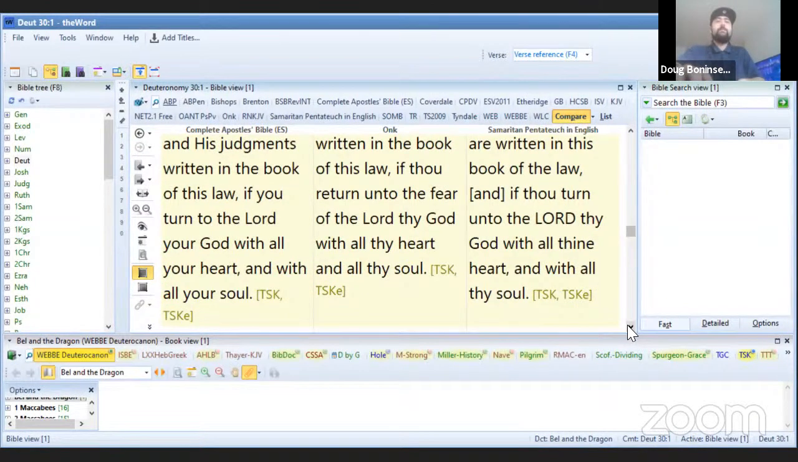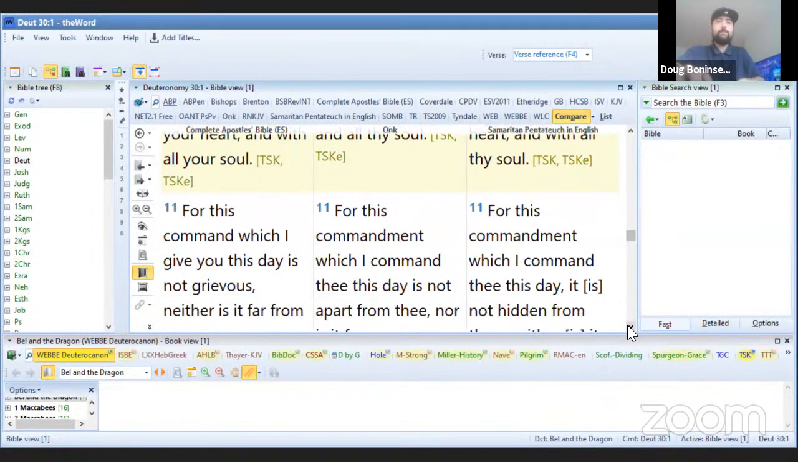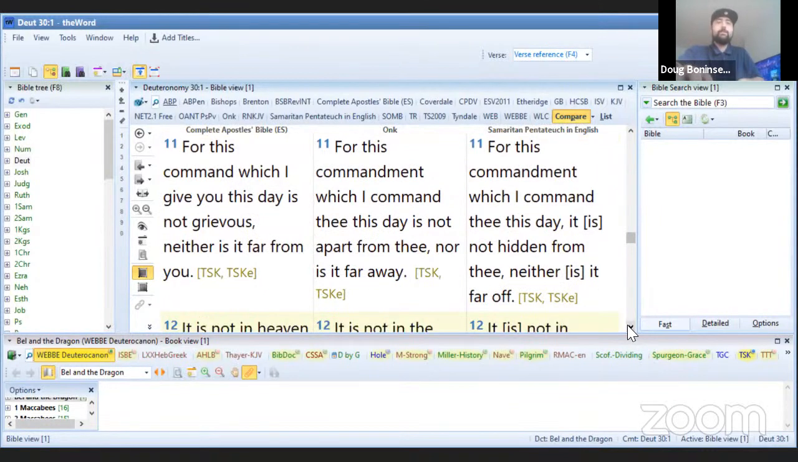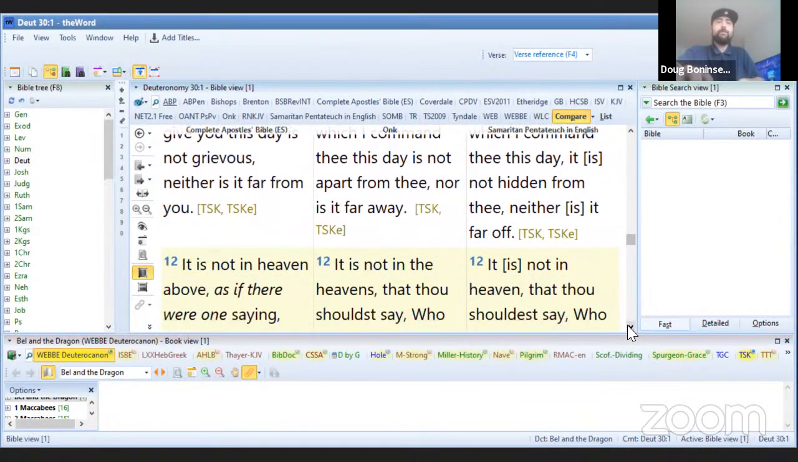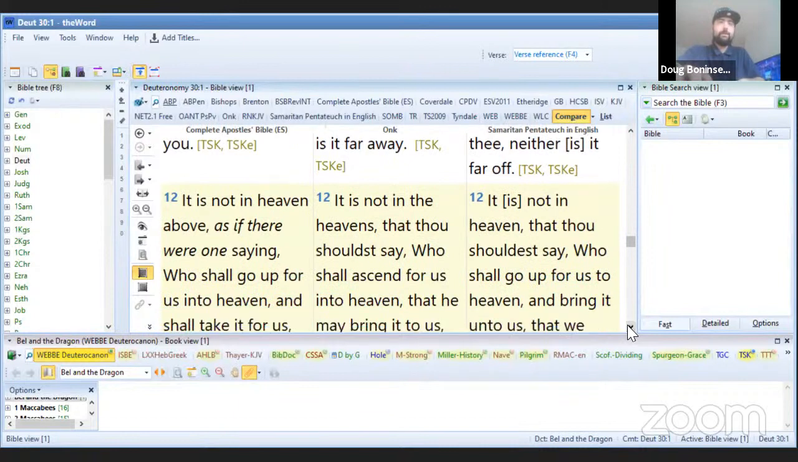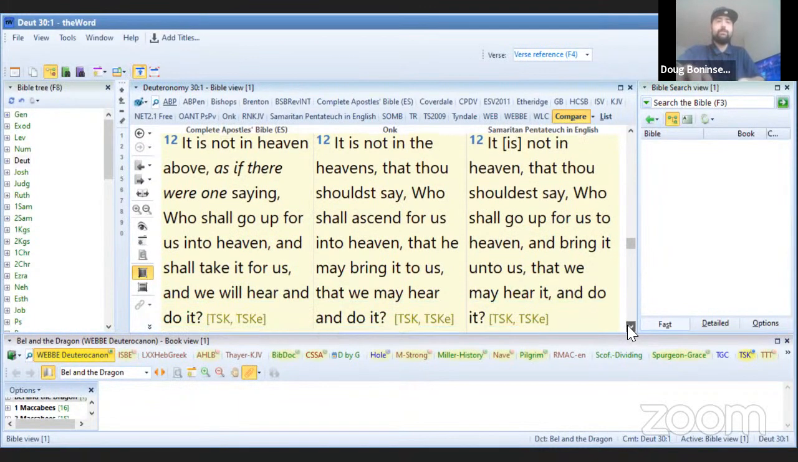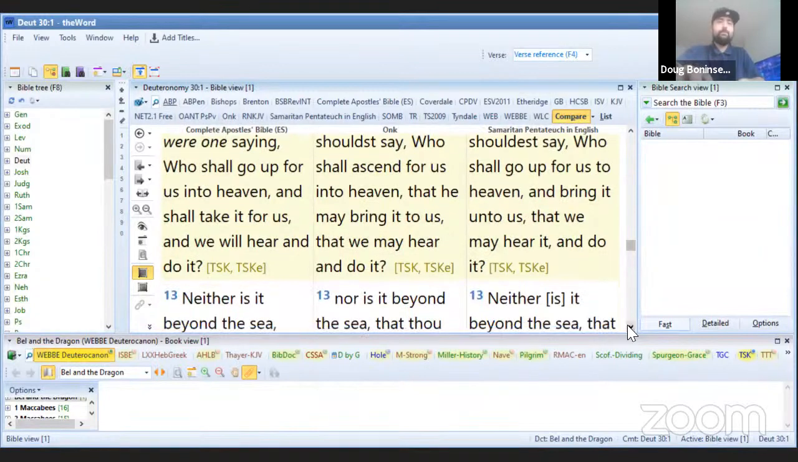Okay. If you turn to Yahuwah your Elohim with all your heart and with all your soul, for this command which I give you today is not grievous, neither is it far from you. It is not in heaven above, as if one were saying, who shall go up there for us in heaven and shall take it for us? And we will hear it and do it.